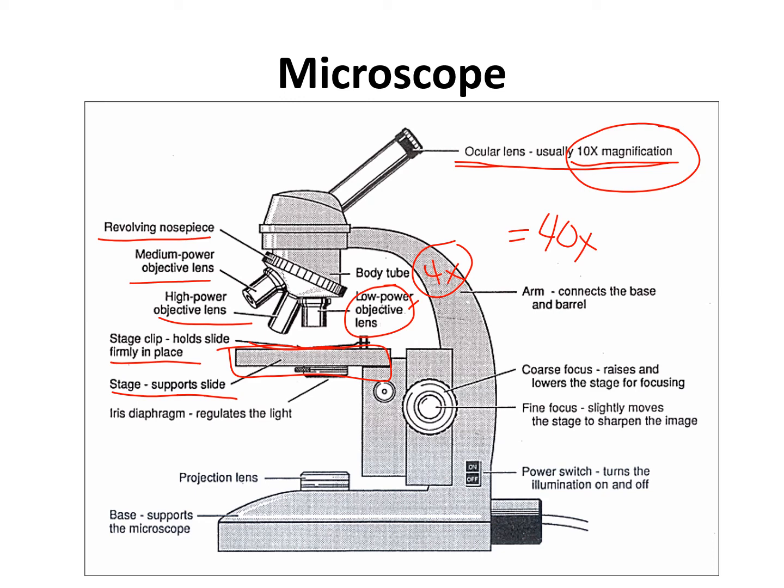When focusing on the slide, you are going to use 2 knobs that are found on the side of the microscope. The first is the coarse focus. The coarse focus knob raises and lowers the stage for focusing. Once you find the cells in focus using the coarse focus, then you switch to the fine focus knob, which sharpens the image, and it will not move the stage.